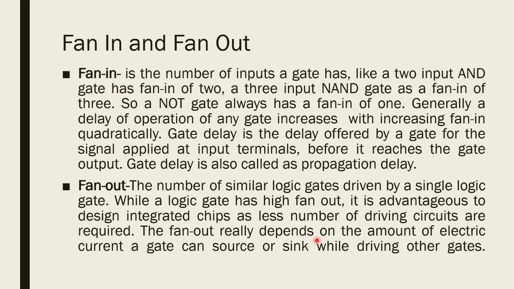Next one is fan in and fan out. Fan in is the number of inputs a gate has. A two input AND gate has a fan in of 2, and a 3 input NAND gate has a fan in of 3. So a NOT gate always has a fan in of 1. Generally, the delay of operation of any gate increases quadratically with increasing fan in. Gate delay is the delay offered by a gate for the signal applied at the input terminals before it reaches the gate output. Gate delay is also called propagation delay.